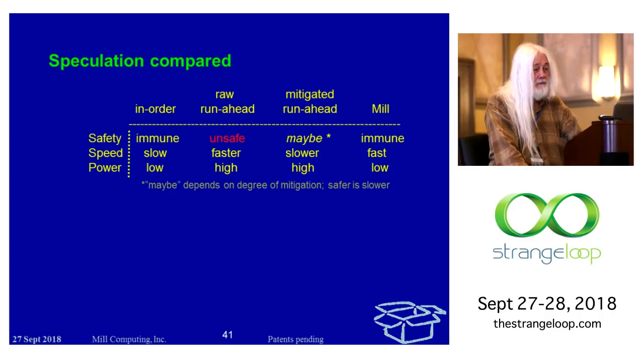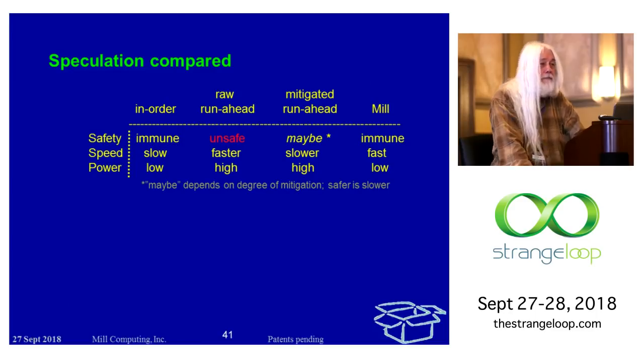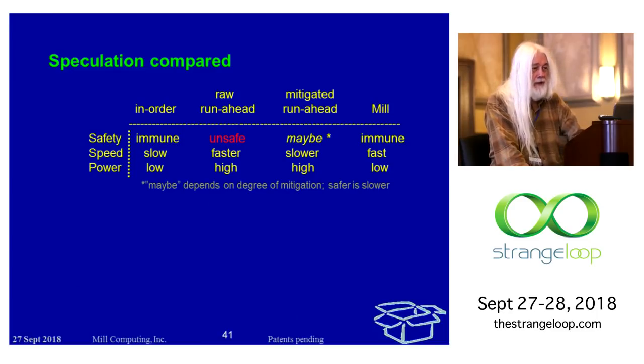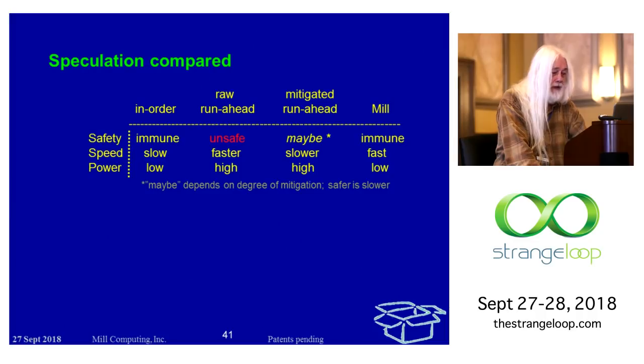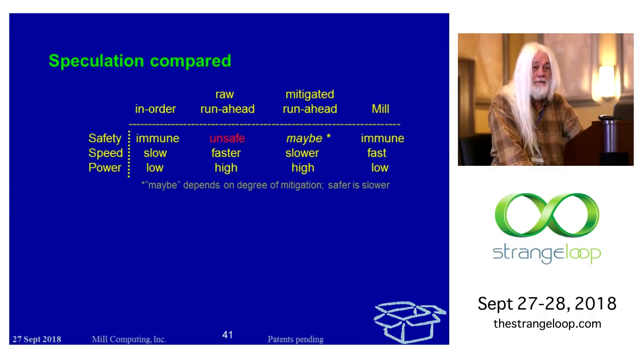If you mitigate that, well, it may be more secure. It will certainly be slower. And the power remains high. If you mitigate it all the way down, you've now spent a whole lot of power to do out of order that you're not using.